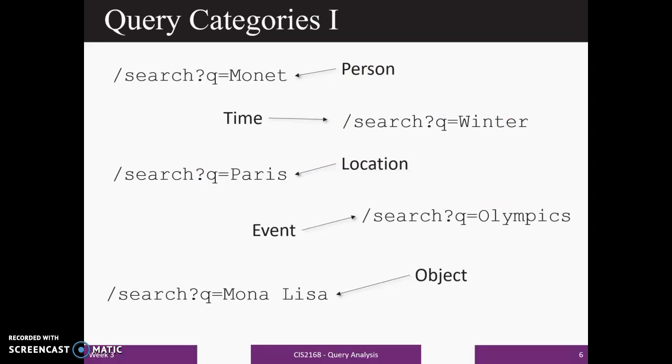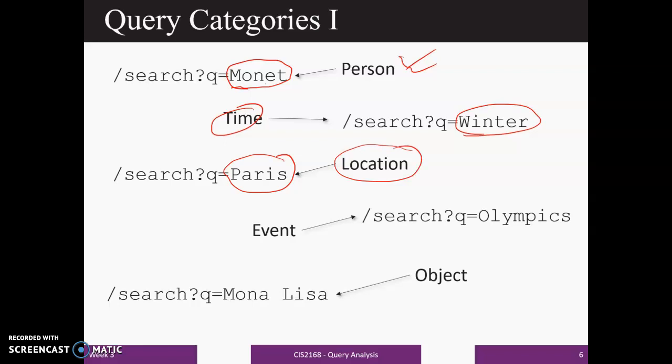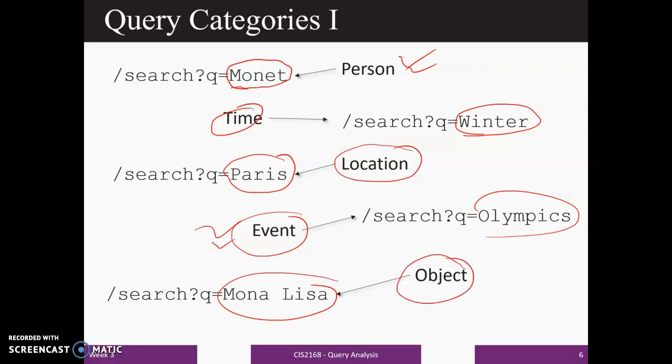Here, if the query is Monet, it means that the category is person. If something is related to time, then it is called a time based query. If you are searching about a location, then the category will be location based query. If you are searching about some event like the Olympics, then it is an event based query. If you are searching about an object, like the Mona Lisa painting, Mona Lisa is a painting, so you are talking about an object. So this is how you can figure out the category for a query.